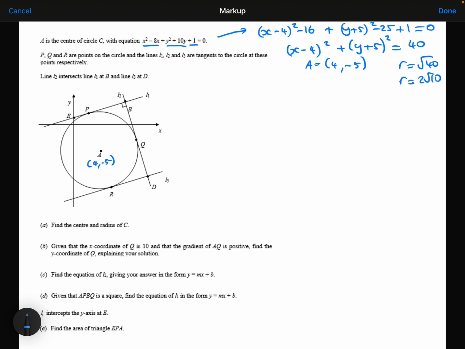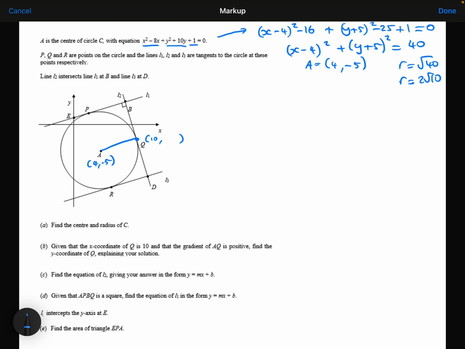Part B, given that the x-coordinate of Q is 10, okay, so we know that this point here is 10. We don't know its y-coordinate yet. And that the gradient of AQ is positive. Okay, so the gradient of this line here is positive, which makes sense from the diagram. Find the y-coordinate of Q, explaining your solution.